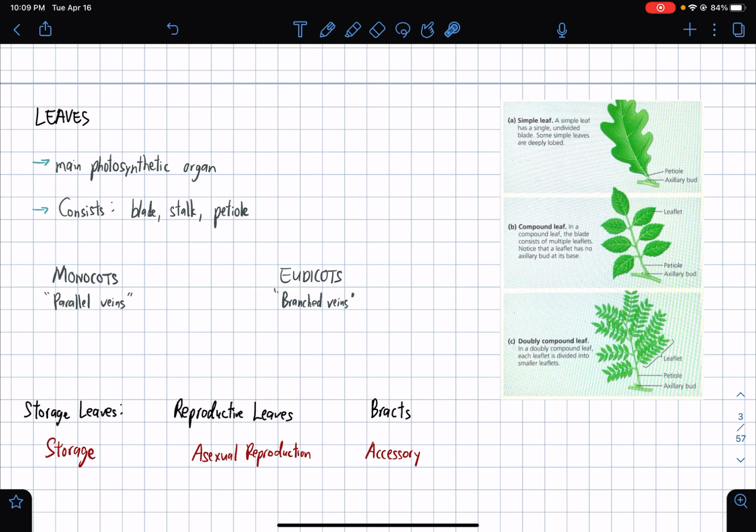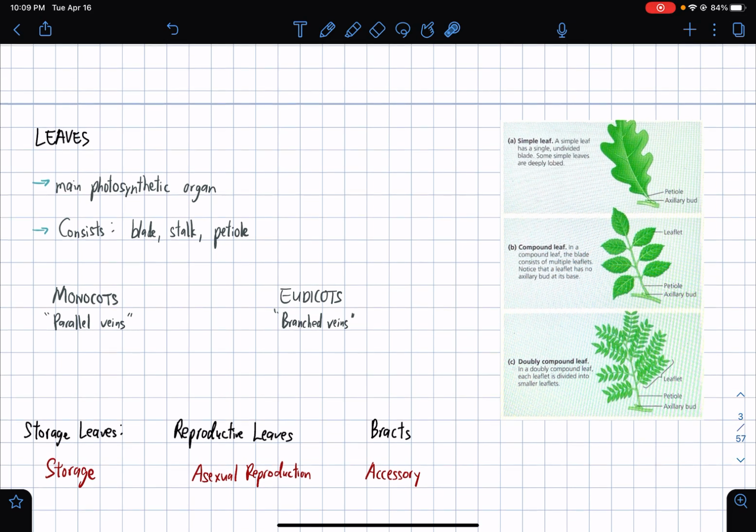Although it's still recommended for those who want to perfect an exam to memorize everything, it's usually not the best resort, not the most practical. Anyways, for monocots, we have parallel veins, and for eudicots, we have branched veins.